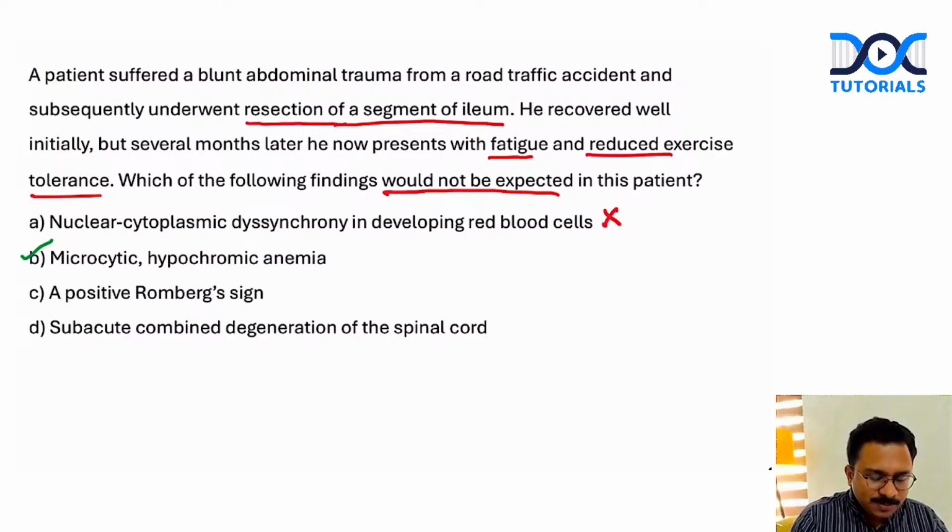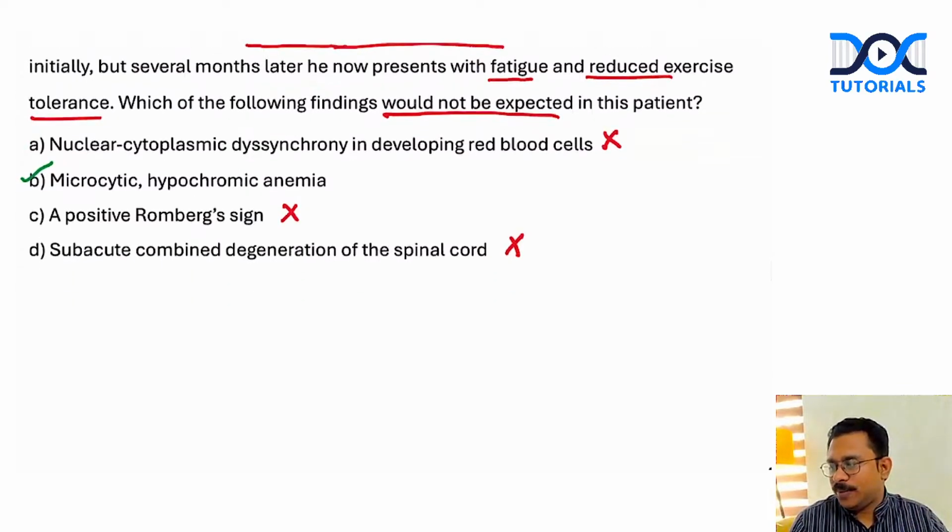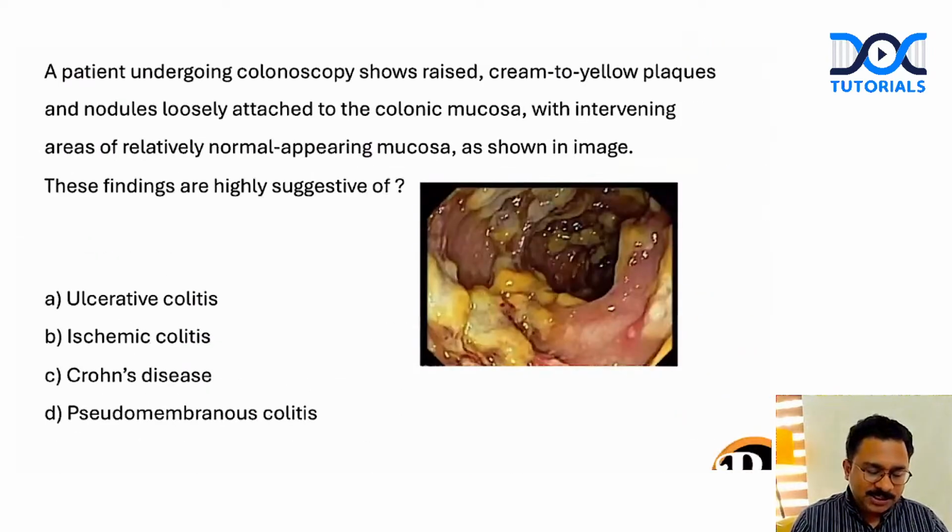Romberg sign is possible because vitamin B12 deficiency can lead on to a subacute combined degeneration of the spinal cord. There can be some sort of posterior column dysfunction resulting in a Romberg sign, and option D is also expected. So the one that I will not be expecting is option B, that is microcytic hypochromic anemia. Let us go to the next question.